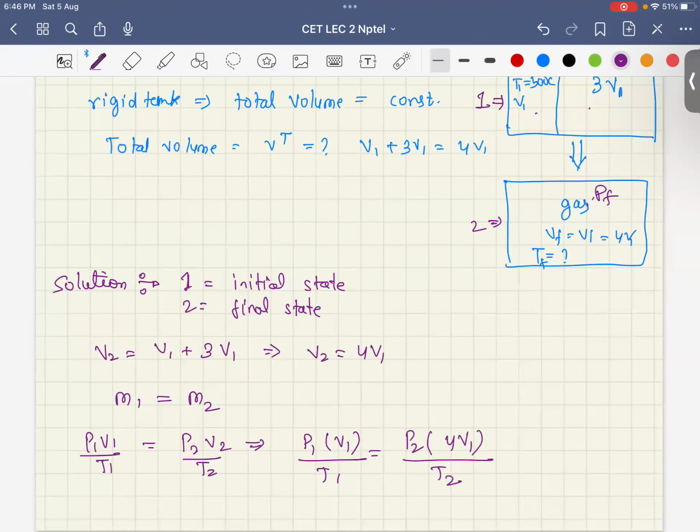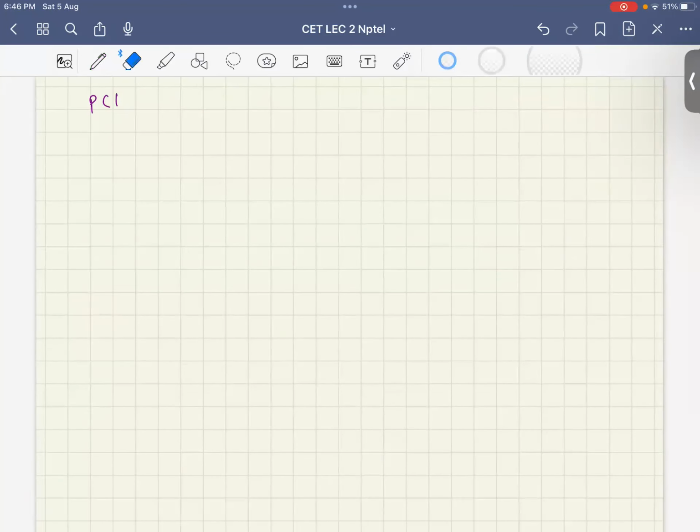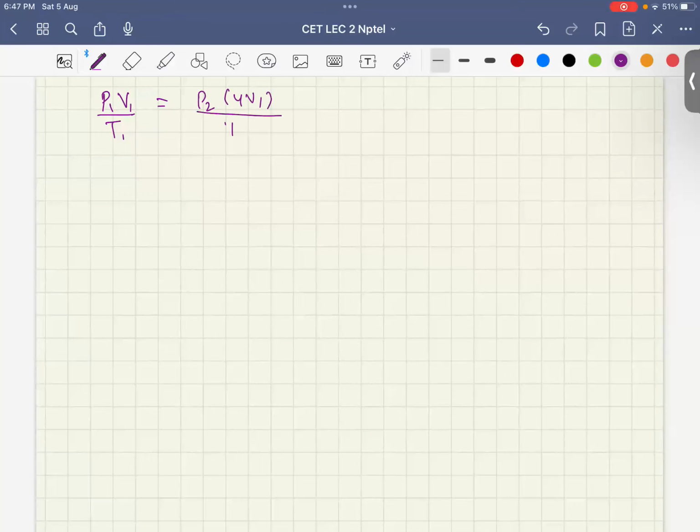So PV by T, P1V1 by T1, is nothing but P2 into 4 times V1 by T2. P gets cancelled, V1 also gets cancelled. So we have 1 by T1 equal to 4 by T2, which implies T2 is nothing but 4 times T1.